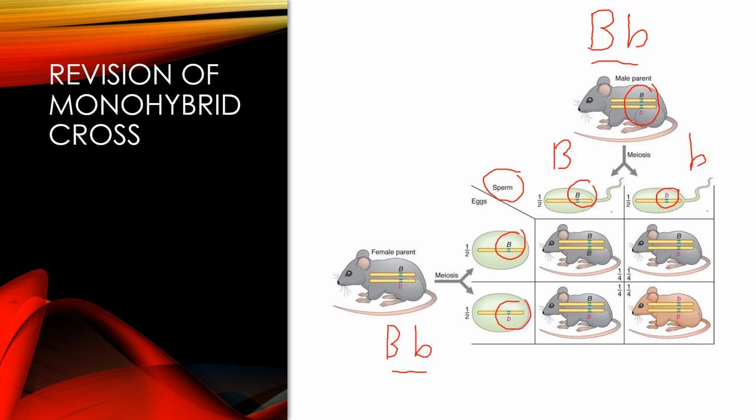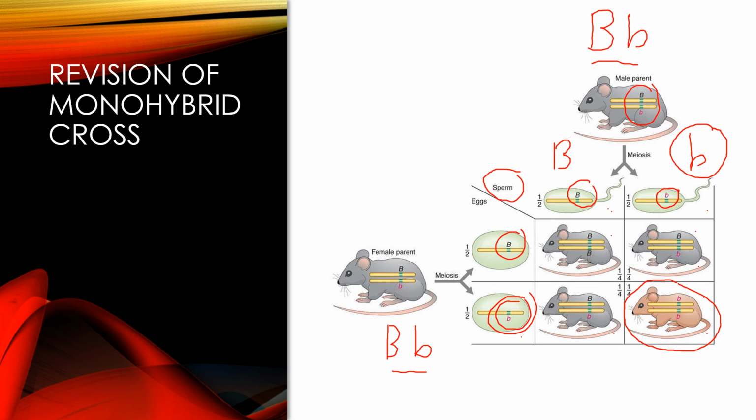If that sperm cell fertilizes that egg cell, we have a mouse which has capital B, capital B. If this capital B sperm fertilizes the egg down here, we get capital B, small b. Over here again, we've got a capital B and a small b. But lo and behold, down here we've got a small b and a small b. The sperm cell carrying the recessive allele has combined with the egg cell containing the recessive allele. This mouse has ended up with two recessive alleles, so it is homozygous recessive, and therefore it shows the characteristic.